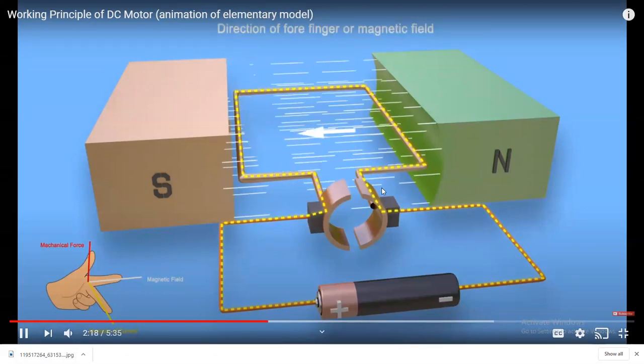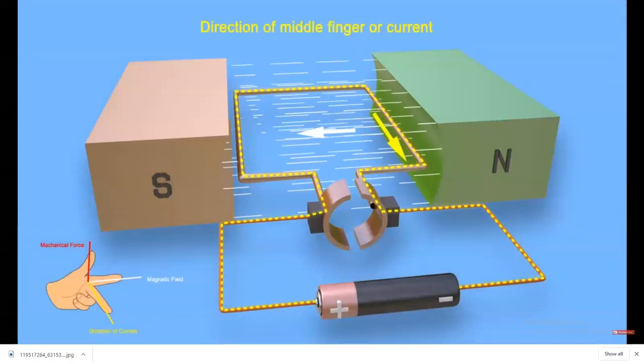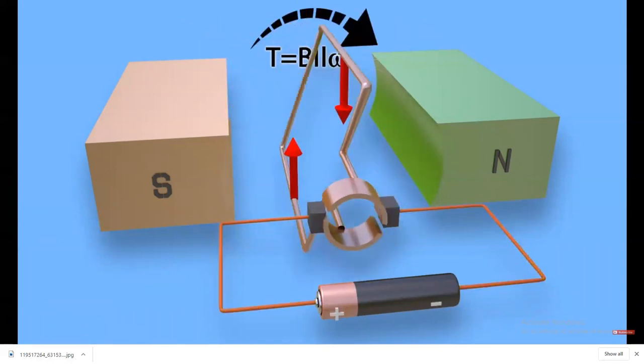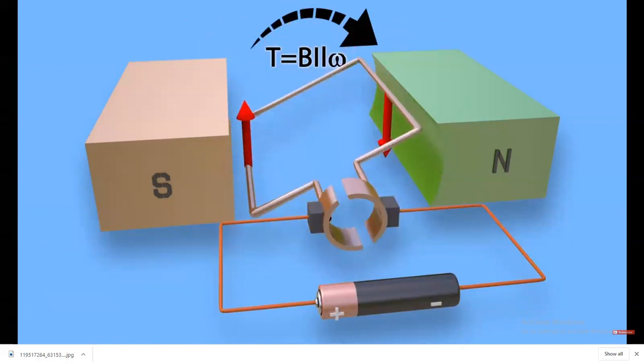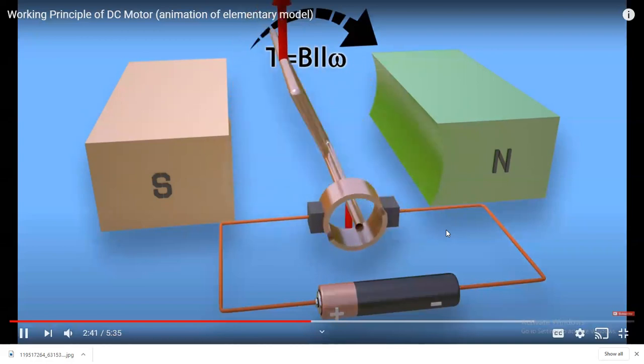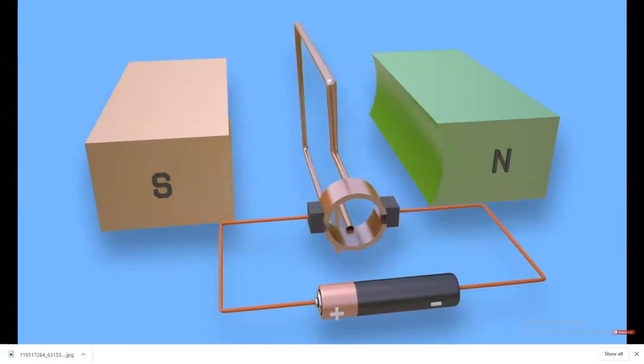Similarly, if the forefinger is aligned along the direction of the magnetic field from the north pole to the south pole, and the second finger is aligned along the direction of the current in the right side conductor, then the thumb indicates the direction of mechanical force. Due to these upward and downward forces on the turn, a torque is produced and the turn rotates in a clockwise direction as shown.